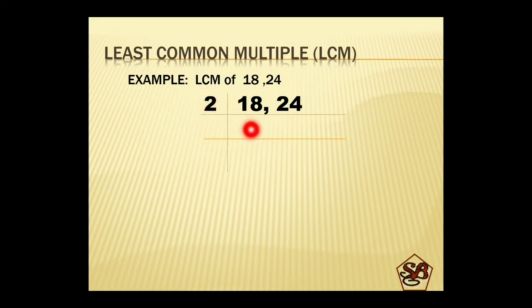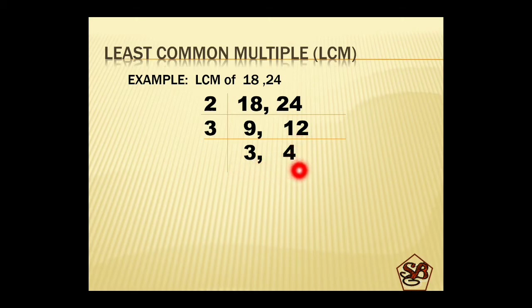So 2 9s are 18 and 2 12s are 24. Now 9 and 12, both of them come in table of 3. So we will divide them by 3. 3 3s are 9 and 3 4s are 12.